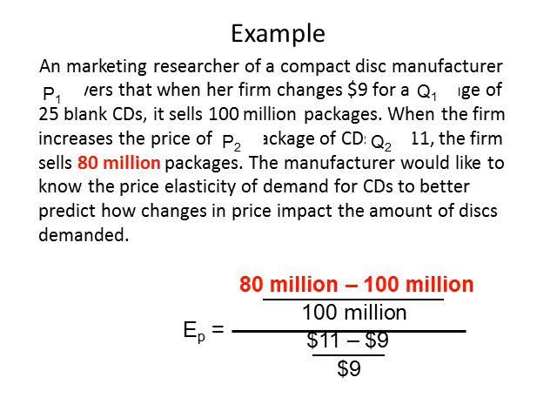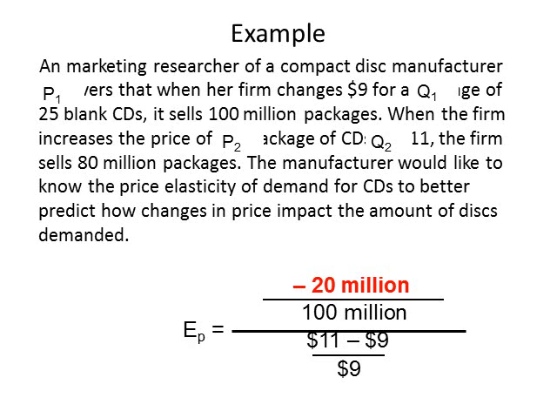Next, subtract Q1 from Q2. In this example, subtract 100 million from 80 million. Since 80 million subtract 100 million gives a negative 20 million, we'll fill in negative 20 million into the formula.